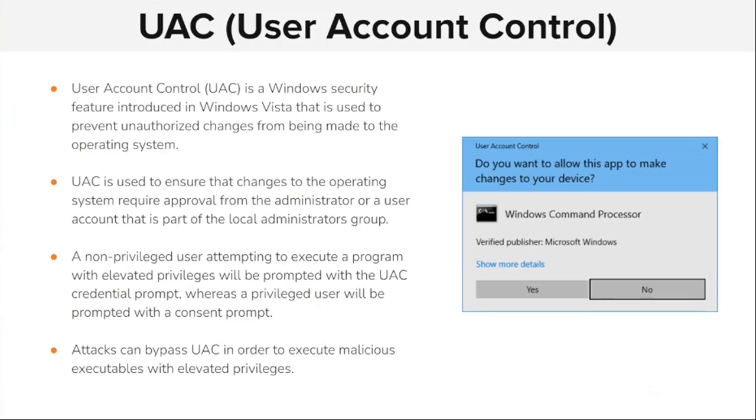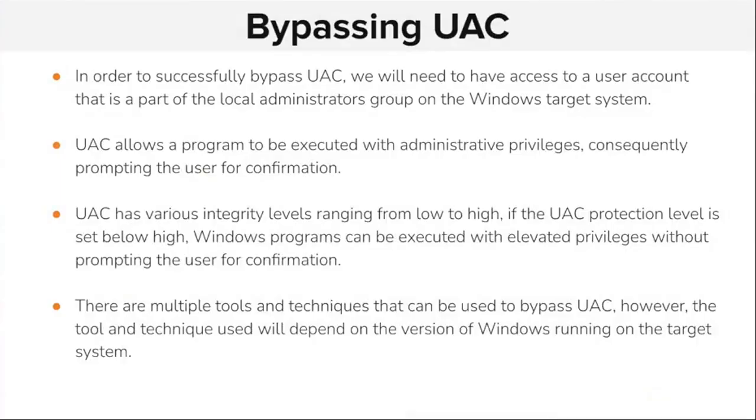Attackers can bypass UAC in order to execute malicious executables with elevated privileges. The requirement for this privilege escalation technique is that you need access to a user account that is part of the local administrators group in order for any bypass UAC exploit to work. So in order to successfully bypass UAC, we need access to a user account that is part of the local administrators group on the Windows target system, or the system we have compromised.